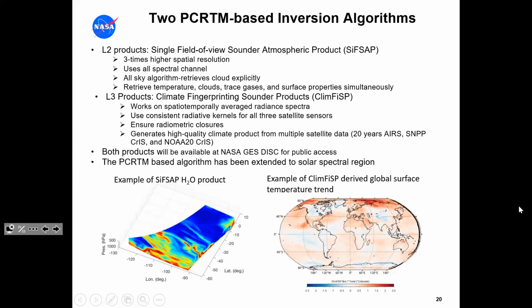And the key thing is we're retrieving everything simultaneously: the temperature, cloud, water vapor, trace gases, surface emissivity, surface skin temperature. So our products are very consistent with the satellite observation. And the other important factor of this is that you have a complete suite of the atmosphere and surface products.